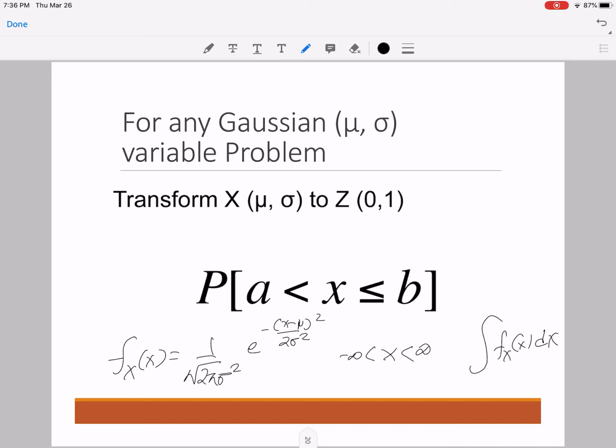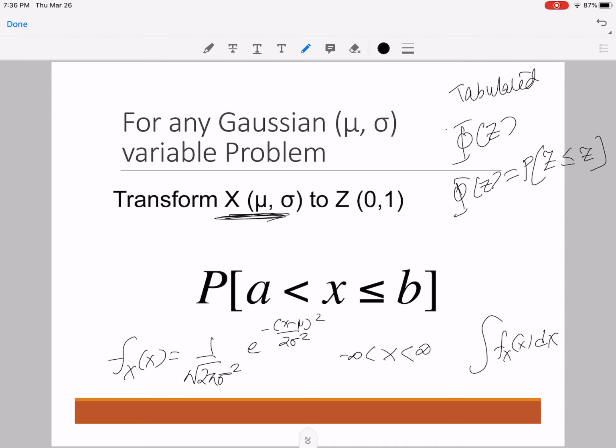Now, mathematicians have worked very hard to tabulate the values of the standard normal Gaussian random variable CDF for different values of z. What they have tabulated is phi of z, where phi of z gives you the probability that the standard normal random variable capital Z is less than or equal to small z. So if we need to find probabilities pertaining to this Gaussian random variable, it makes sense to transform it to capital Z and then evaluate the probabilities for X in terms of probabilities for Z.